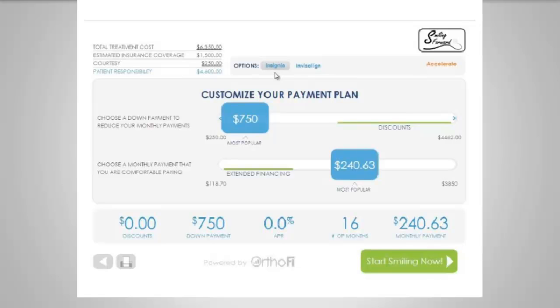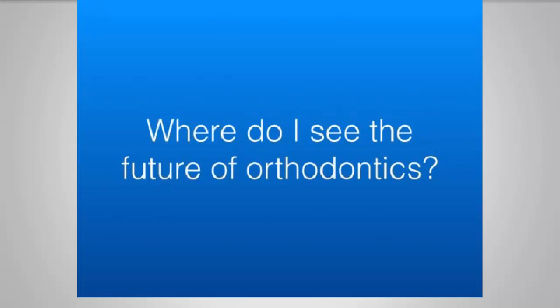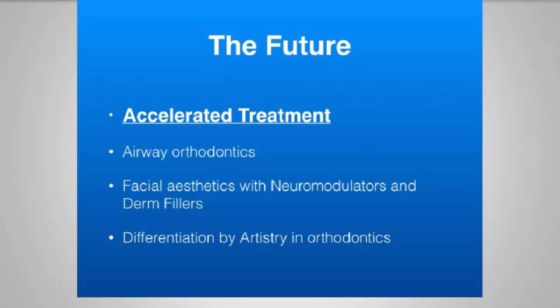Awesome. Where do I see the future of orthodontics? For the last 10 years, I've been around the world meeting with many of you and trying to help increase the level of orthodontics that we do in our communities. Here's my opinion. I see the future at this particular moment in accelerated treatment. That's number one. Huge differentiation for my practice. Number two, airway orthodontics, facial aesthetics. Neuromodulators and derm fillers are really coming into play with TMJ patients and our practices. That's going to be big. Differentiation by the artistry of orthodontics, that's huge, and we're using Excelodent to help us get there.